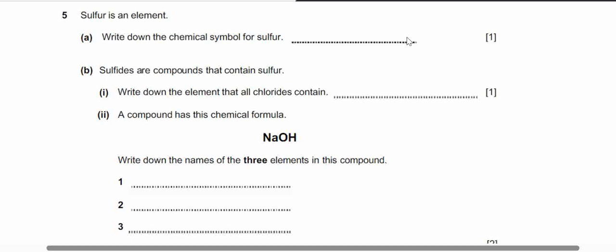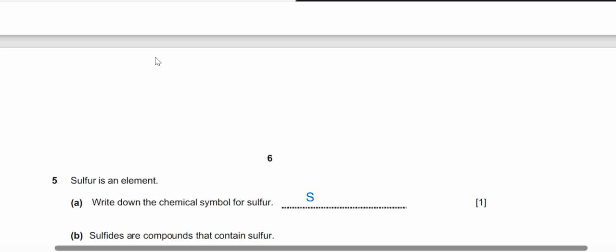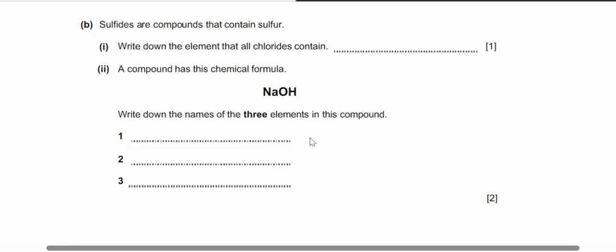1. Right, let's check out the answer. So the answer is S. Sulfur is S. Next, question B. Question 5b. Sulfides are compounds that contain sulfur. Write down the element that all chlorides contain.